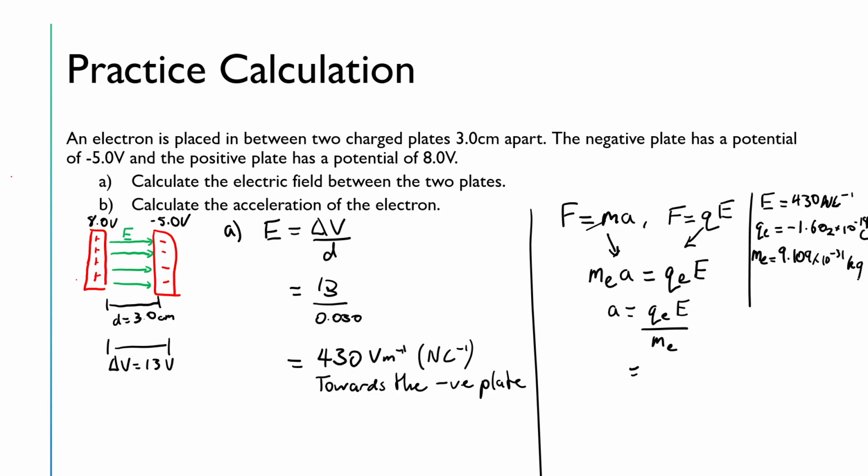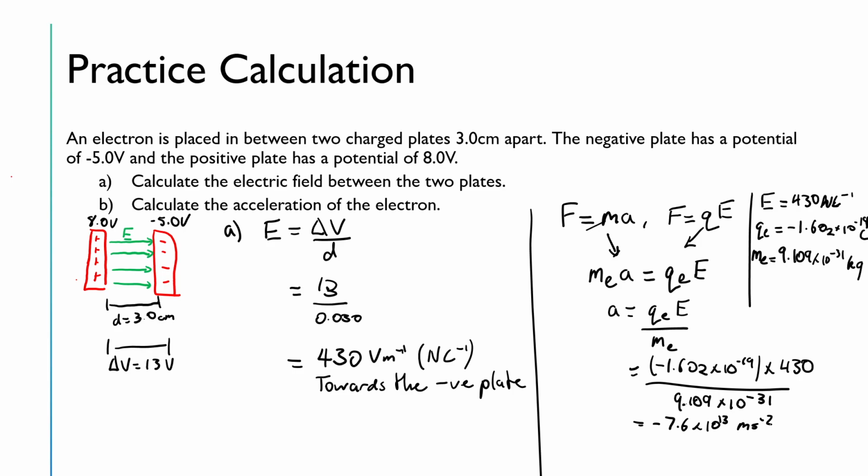And from here, we will then substitute. Now the answer that we get is negative 7.6 times 10 to the 13 meters per second squared. And this is a little bit of an interesting value for an acceleration because it is negative.